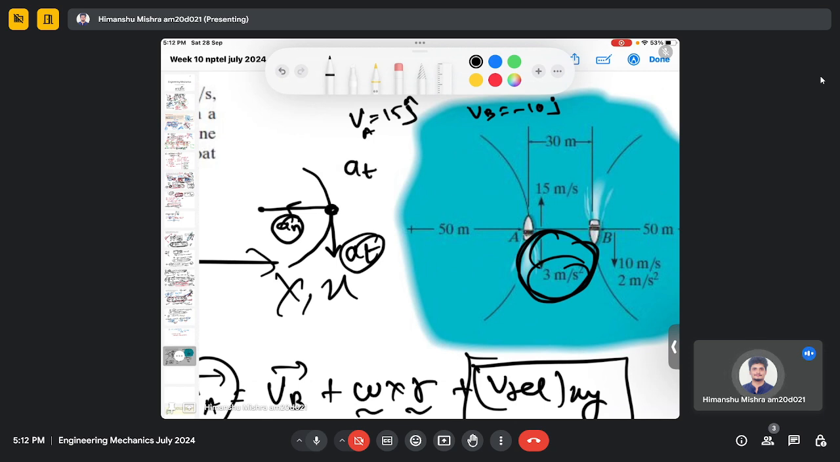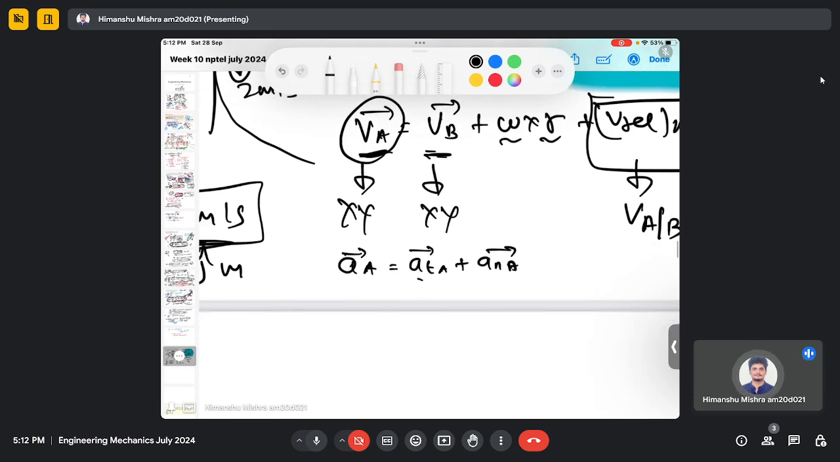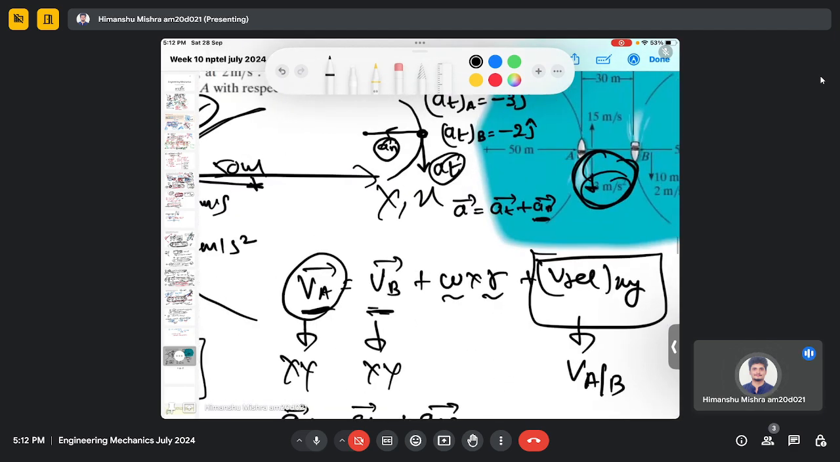So the tangential component of acceleration of boat A is minus 3 j, because it's in the negative y direction, and the tangential component of boat B is minus 2 j, right? But the acceleration vector can be written as the tangential component plus the normal component. So you need to find now what is the normal component of acceleration. So my acceleration of boat A will be the tangential component plus the normal component, and the normal component is given by VA squared over the radius of curvature. VA is 15 squared over the radius of curvature, which is 50 meter.